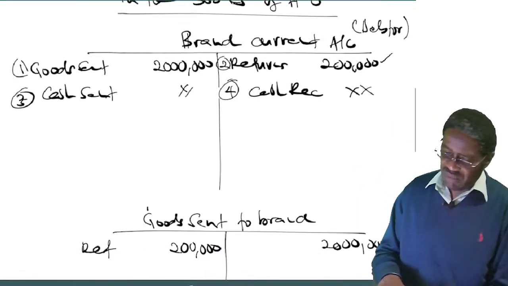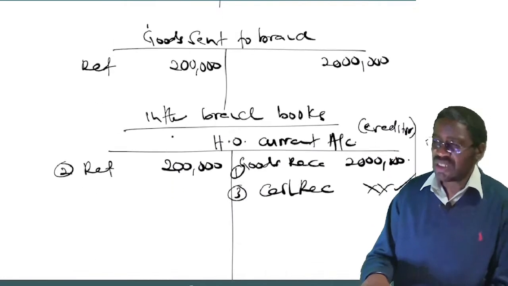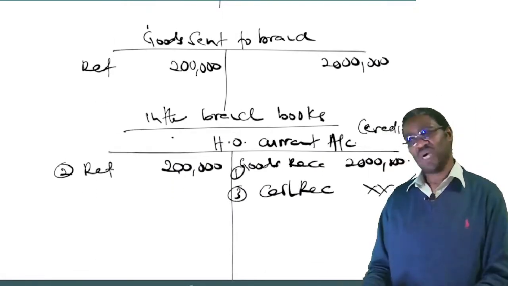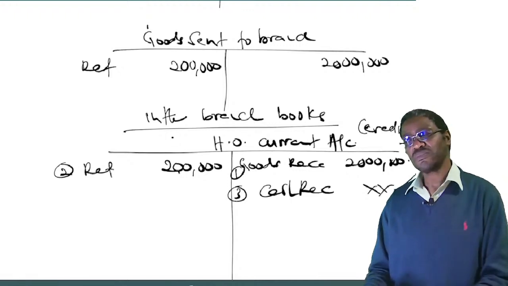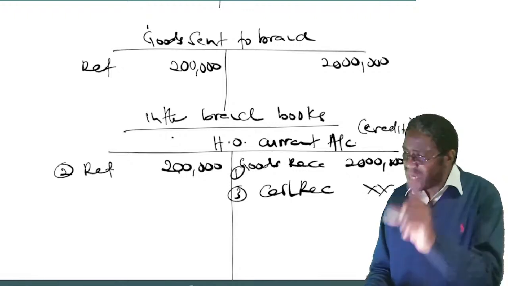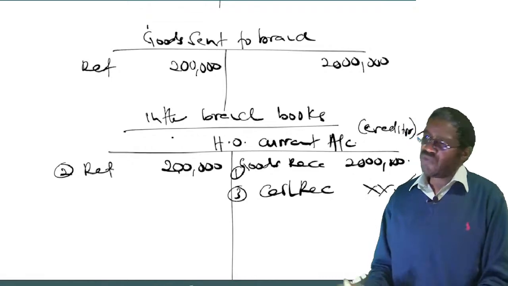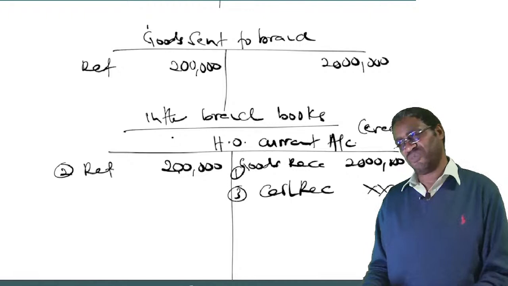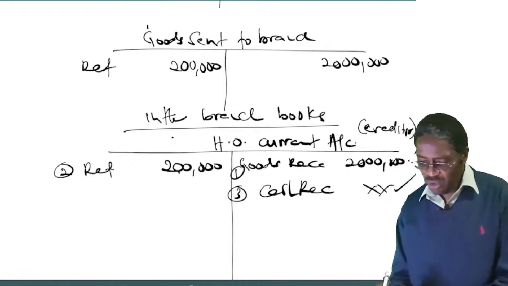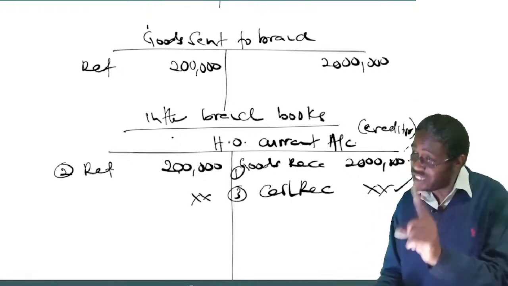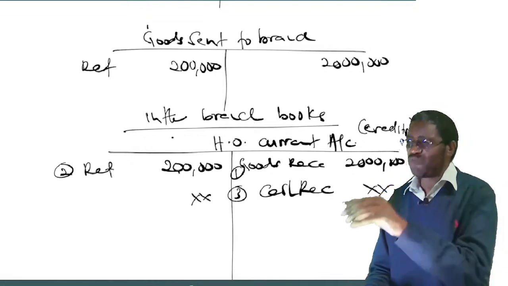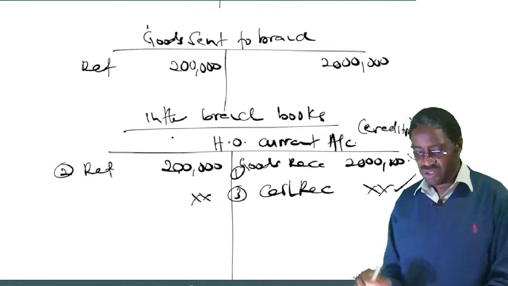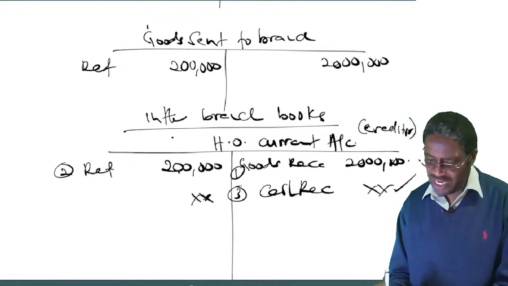What about in the books of the branch? They are returning the cash, or remitting cash to you as the head office. So when the branch remits cash to the head office, for them, they need to reduce what they owe to the head office. To reduce what they owe to the head office, don't forget we said to the branch, the head office is like a creditor. So to reduce the creditor, you normally have to debit.